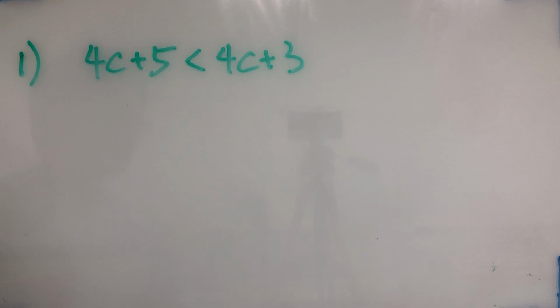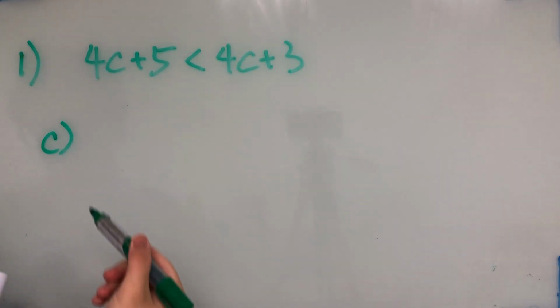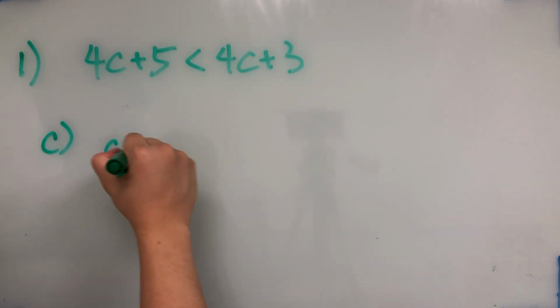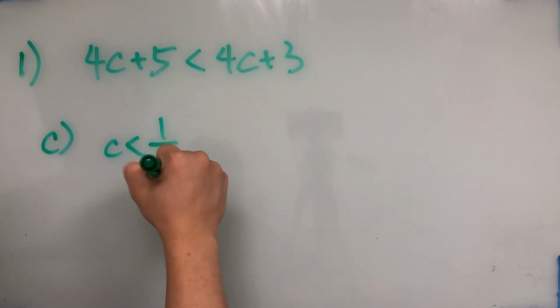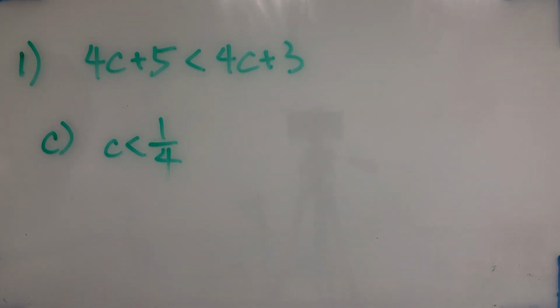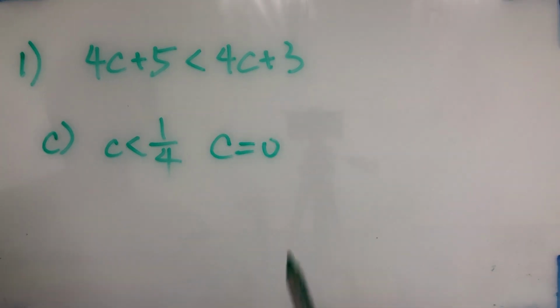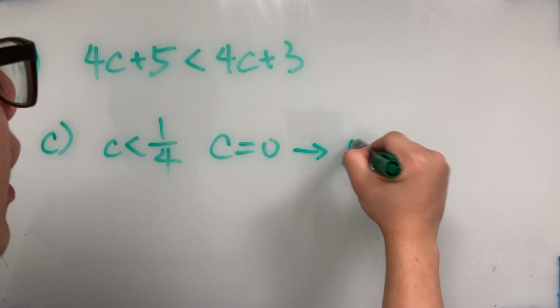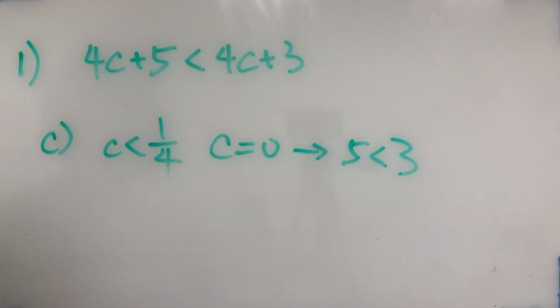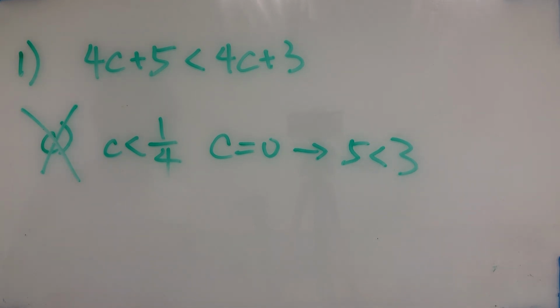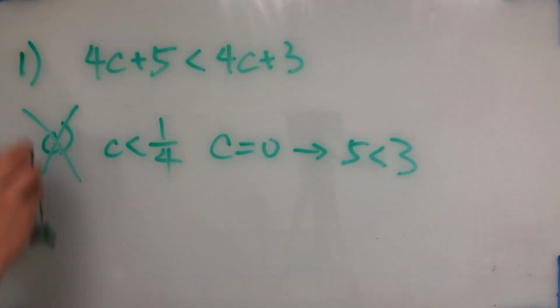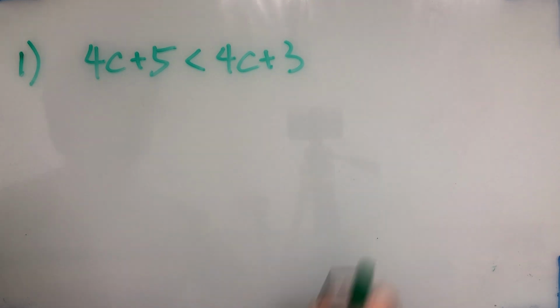So A and B are both wrong, and C is smaller than 1/4. Let's see if this makes sense. Or any number that's smaller than 1/4. Let's just make it 0 again. C equals 0, then you have 5 smaller than 3 again, which doesn't make sense at all. So this is also wrong. Which leaves us with D, no solution. And that would be the right answer.